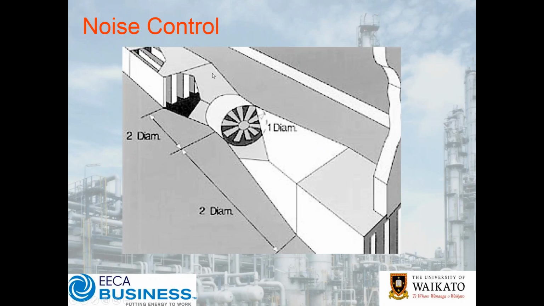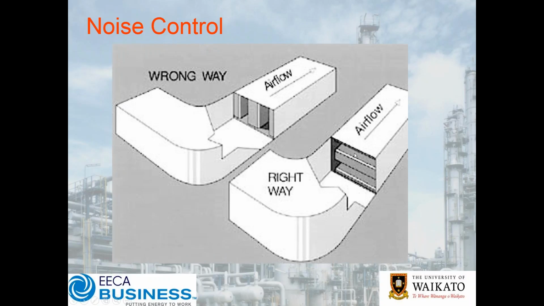Now, of course, with noise control, you'll see that these attenuators should be a reasonable distance away from the fan to give the flow a chance to settle down. You don't want them vertically around an elbow like this. Obviously, all the air is going to go around the outside. By having them horizontal like this, you can have the air spread as it goes through the attenuator.